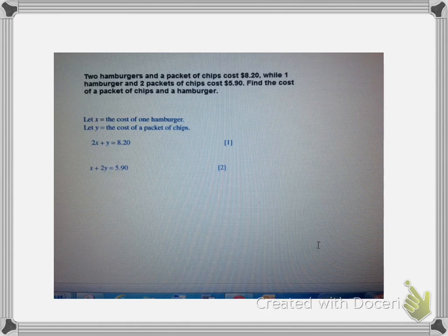2 hamburgers means 2x and 1 packet of chips means y. So 2x plus y costs $8.20. Likewise, if we have 1 hamburger and 2 packets of chips, that means a single x and 2y, and that cost is $5.90.